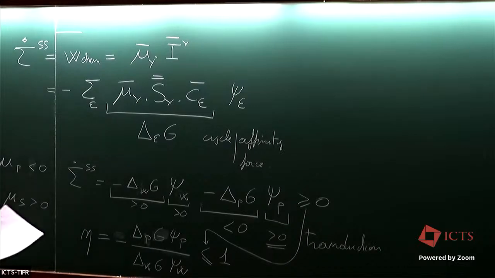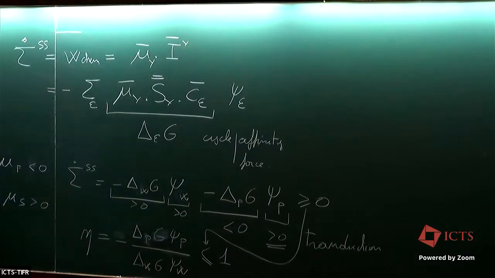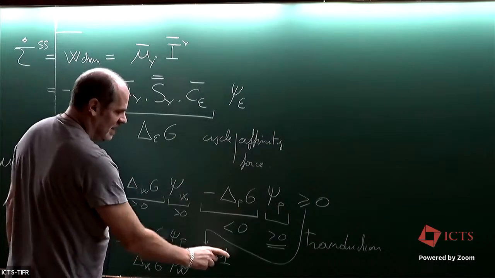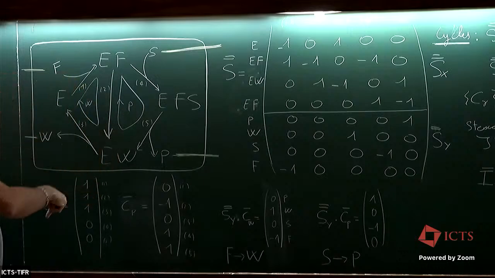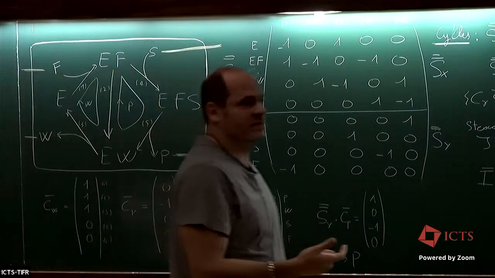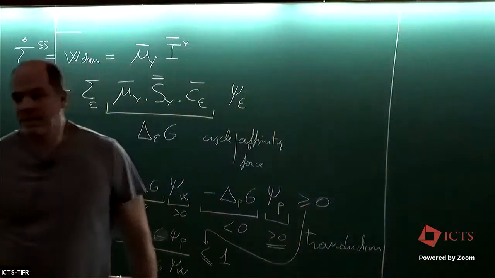You want me to do it explicitly? Okay. It's really algebra. You substitute in, you get 1 minus a term that is positive, so it's always smaller than 1. So the second law imposes directly that the efficiency of transduction is always smaller than 1. And you see what is happening is really that this cycle is forcing this cycle to go against its spontaneous direction. That's the essence of energy transduction. Okay.